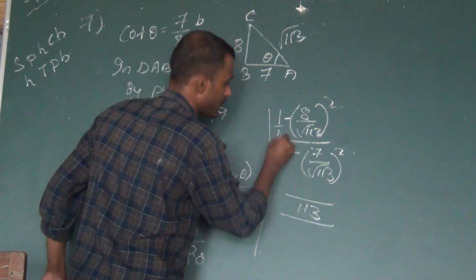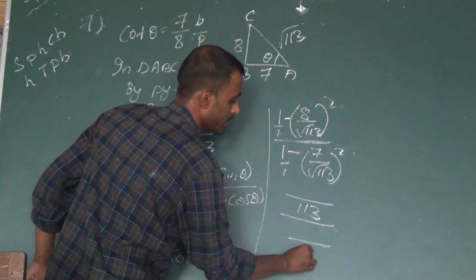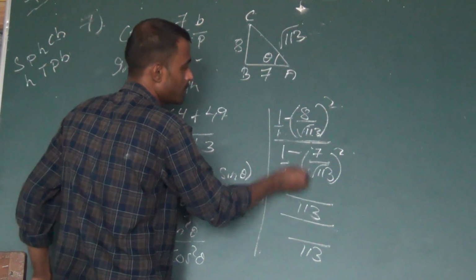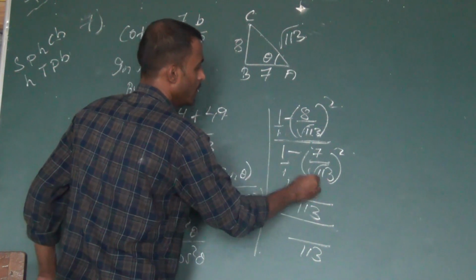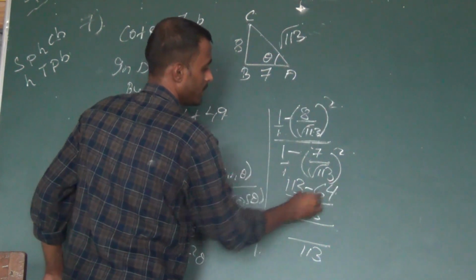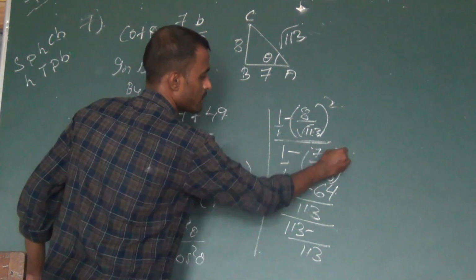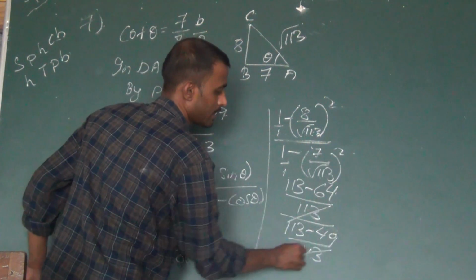Divided by, again here also, if you take the LCM, what will come? 113. So 113 will multiply to 1, and 113 will get here. 113 and 113 are the same, so what will come outside? 8 square is how much? 64. Here also 113 times 1, 113 will get here. 113 same, 7 square, how much do you get? 49. So down you get that, right?